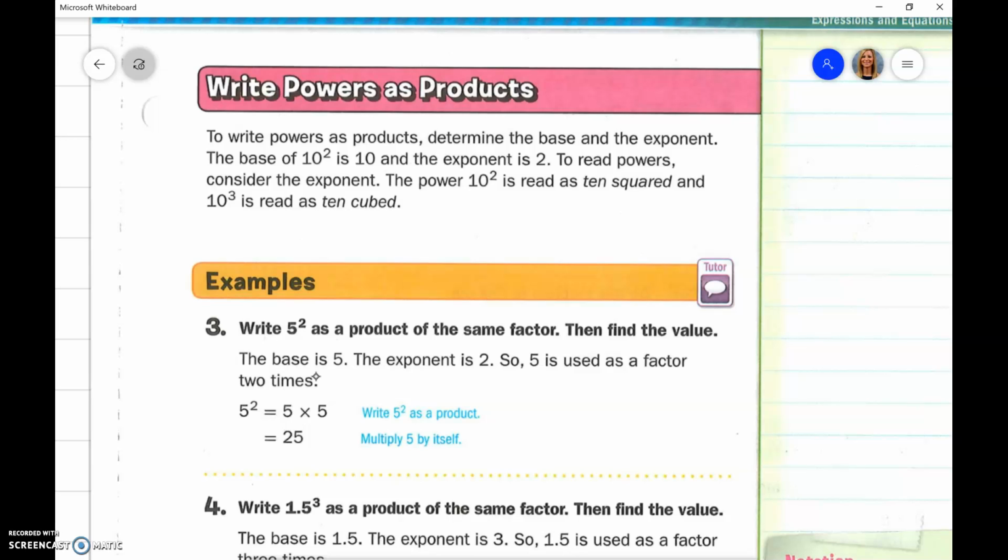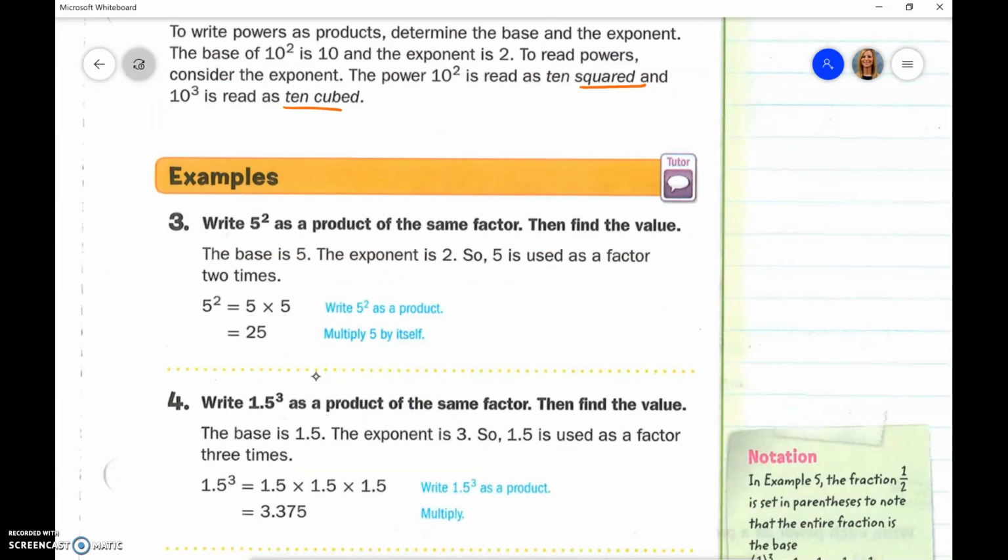To write the powers as products, determine the base and the exponent. The base of 10 to the second is 10, and the exponent is 2. To read powers, consider the exponent. The power 10 to the second is read as 10 squared, and 10 to the third is read as 10 cubed. Those are our only differences, because when we start talking about area and volume, you're going to need to know the difference between squared and cubed.